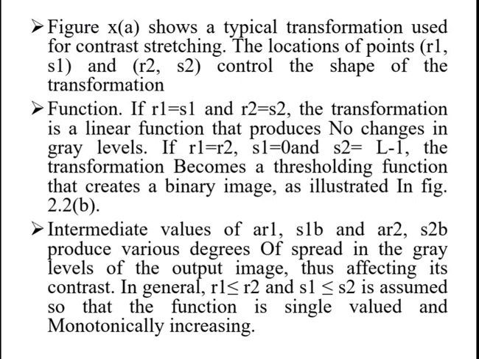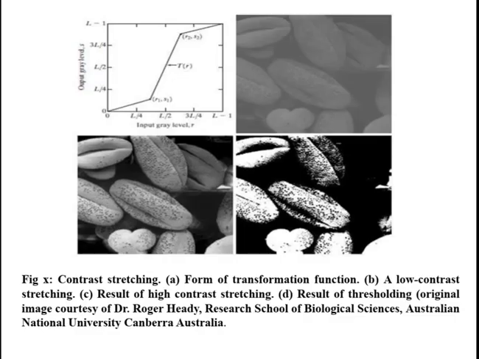In general, r1 ≤ r2 and s1 ≤ s2 is assumed so that the function is single valued and monotonically increasing. Figure (c) shows the result of high contrast stretching and (d) shows the result of thresholding. Original image courtesy of Dr. Roger Heady, Research School of Biological Science, Australian National University, Canberra, Australia. The figure representation is all about contrast stretching.